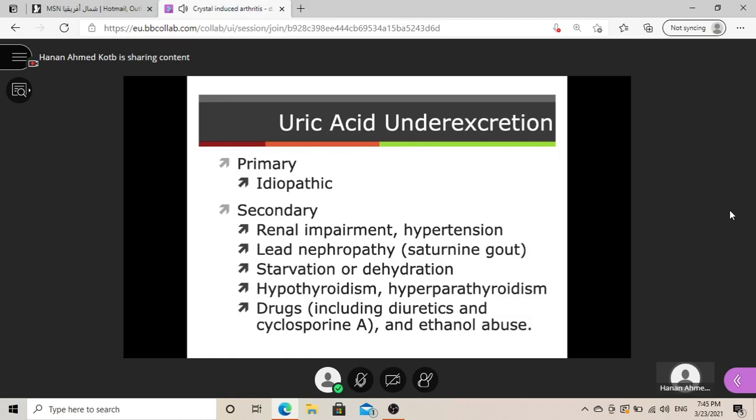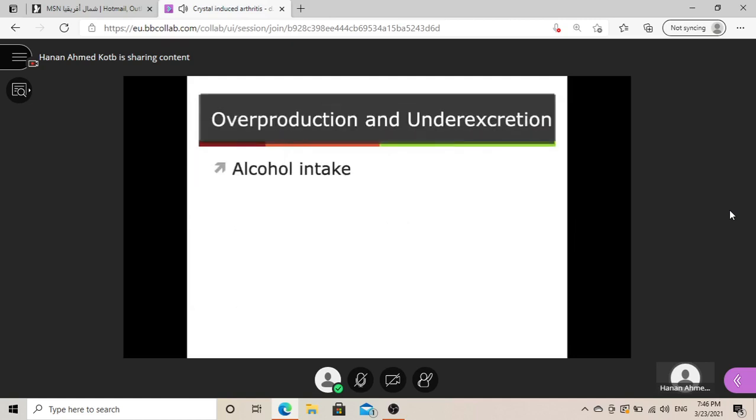And there are certain drugs that affect the renal reabsorption of uric acid, or impair it, including the diuretics, mainly thiazide diuretics, cyclosporin A, and another drug, and ethanol abuse, and by ethanol abuse I mean alcohol intake. Remember we said the mechanism could be due to overproduction or due to under-excretion. There are certain causes that cause overproduction and under-excretion at the same time. And the most important is alcohol intake, especially beer.